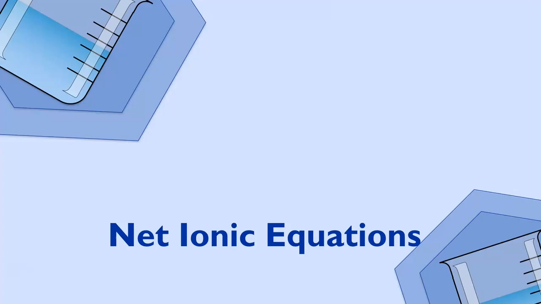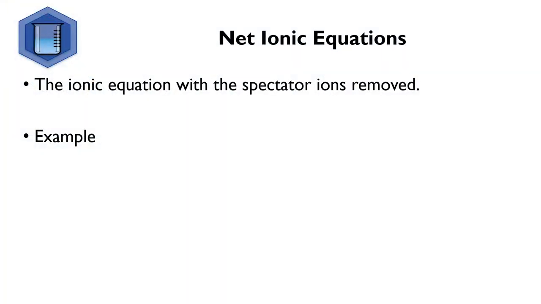Net ionic equations. Net ionic equations are simplified ionic equations, where the spectator ions are removed. This allows us to focus solely on the ions that are participating in the chemical reaction, often forming a solid precipitate.